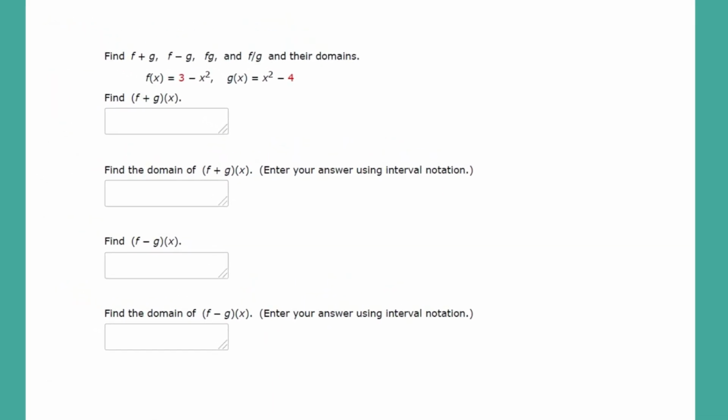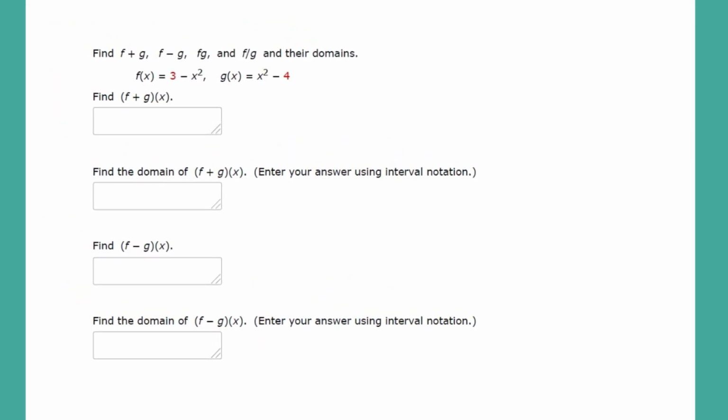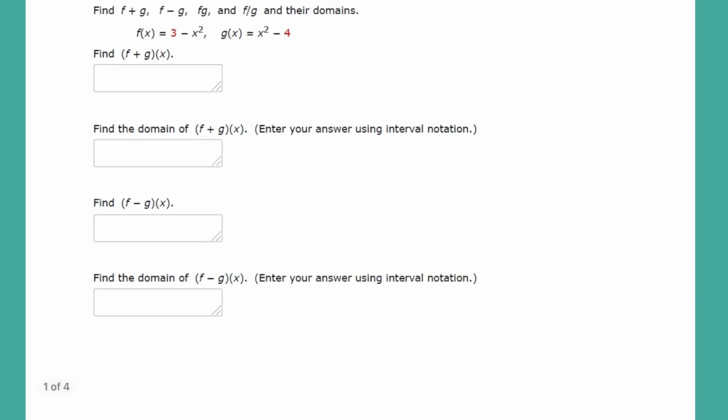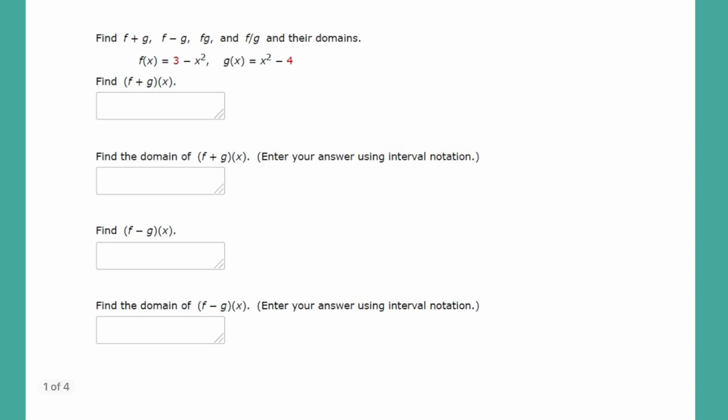All right. For these next problems here, they're asking us to find the sum of those two functions, the difference and the product and the quotient, and their domains. So for all four of those combinations of functions, the domain will always be the intersection of the domains of f and g. So you'll see what that means.